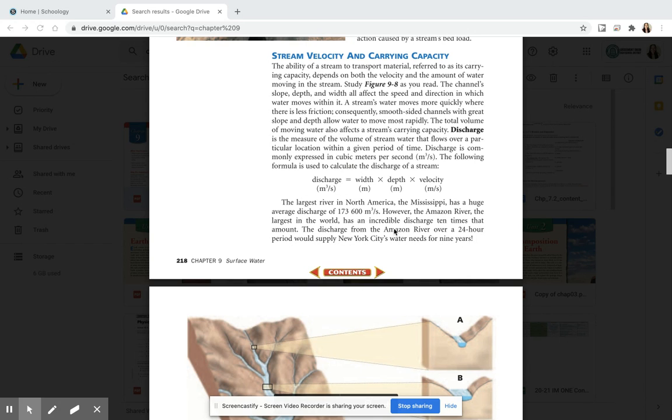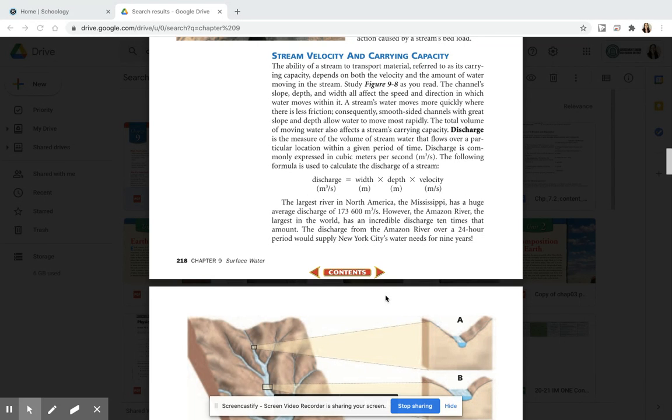The ability of a stream to transport material, referred to as its carrying capacity, depends on both the velocity and the amount of water moving in the stream. Study Figure 9.8 as you read. The channel's slope, depth, and width all affect the speed and direction in which water moves within. A stream's water moves more quickly where there is less friction. Consequently, smooth-sided channels with great slope and depth allow water to move most rapidly.